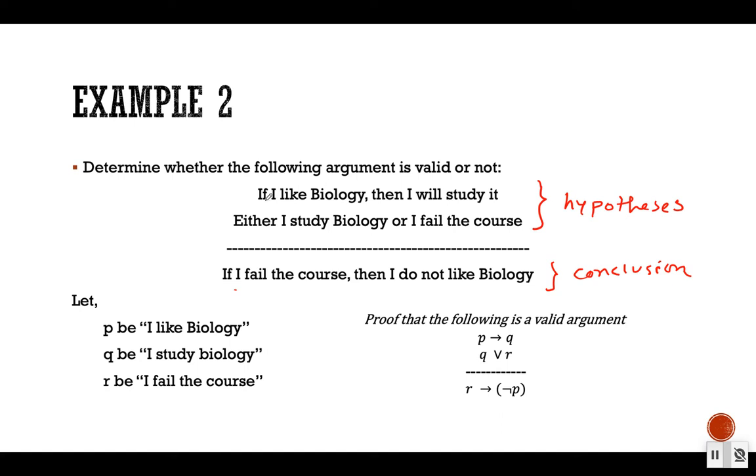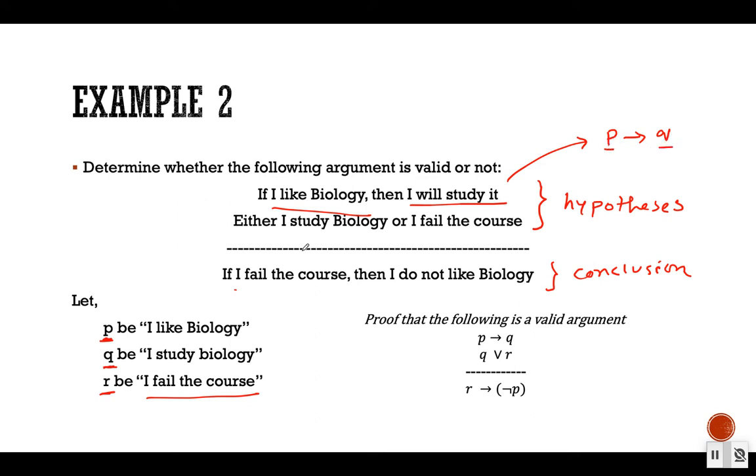So what type of elementary statements do we have? I like biology, make it P. I study biology, make it Q. I fail the course, make it R. So if I like biology, then I will study it. That means P implies Q. This statement is equivalent to P implies Q.